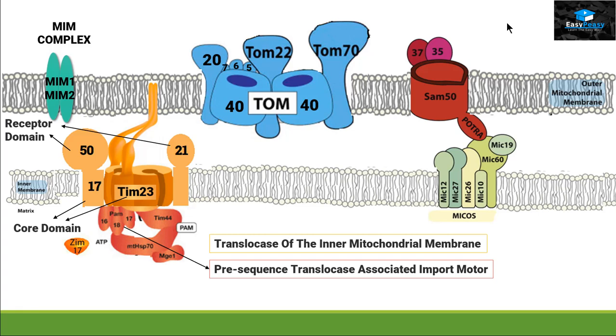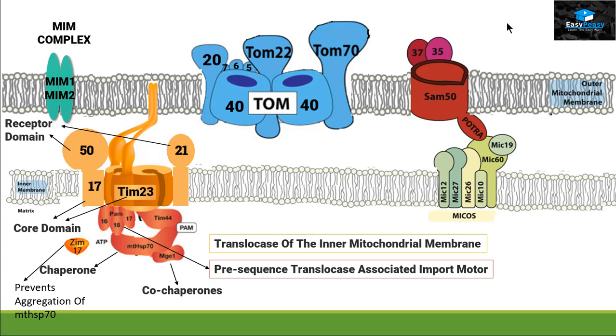The PAM complex is playing the role of pulling the protein into the matrix. It is connected with the chaperone, mitochondrial HSP70, which uses ATP in order to pull the protein from the intermembrane space into the matrix. Then we have MGE1, a co-chaperone that stabilizes the attachment of HSP70 with the PAM complex. We also have another co-chaperone called ZIM17 that prevents HSP70 from aggregation.